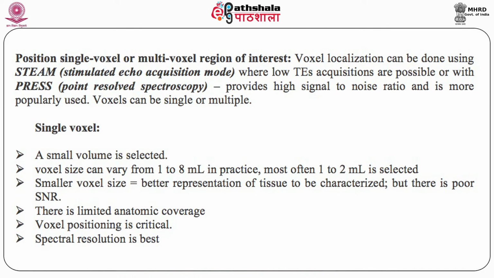Single voxel. Single voxel is a small volume that is selected. The voxel size can vary from 1 to 8 ml in practice. Most often between 1 to 2 ml is generally selected. Smaller voxel size gives a better representation of tissue to be characterized, but there is poor SNR if the voxels are increased in size. There is a limited anatomic coverage. Voxel positioning is very critical and the spectral resolution is the best using single voxels.